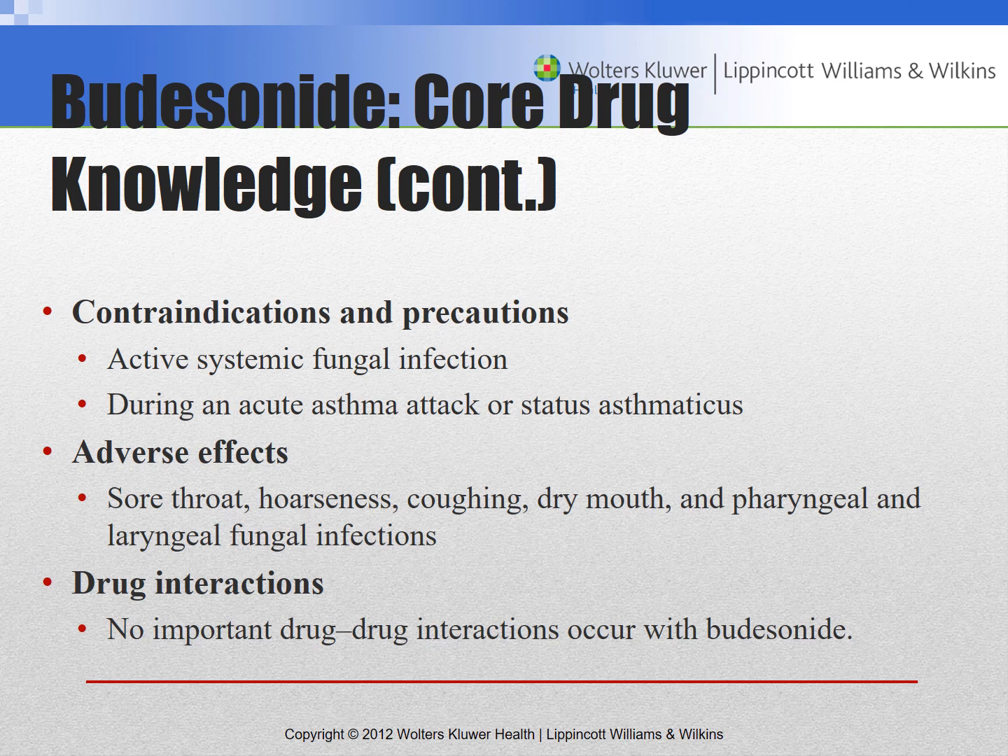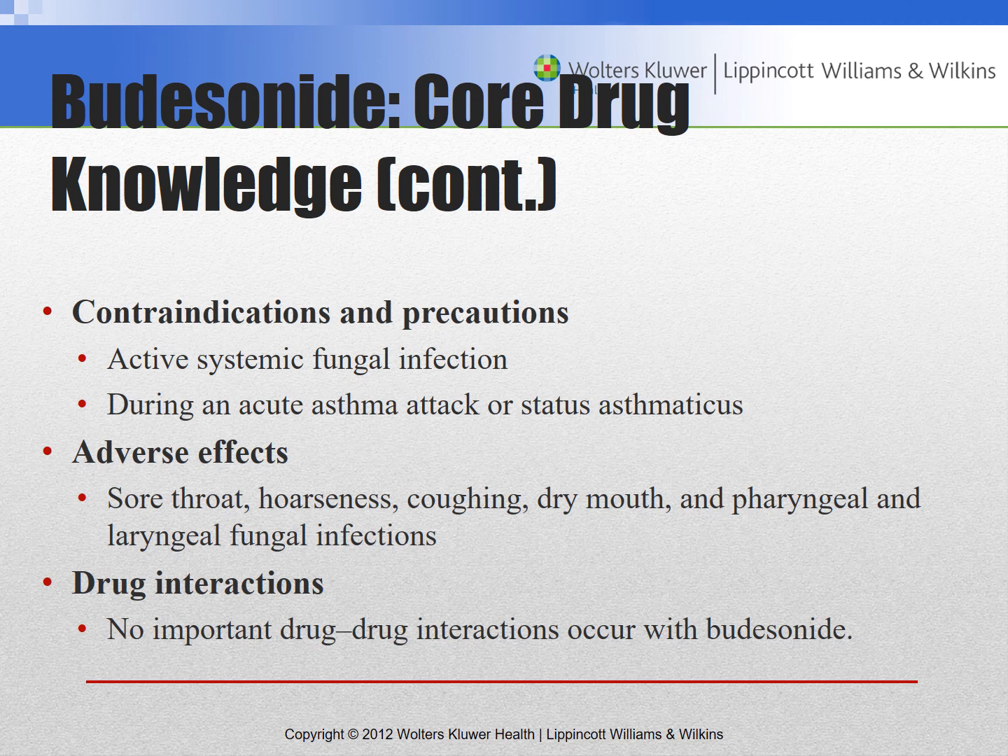Contraindications and precautions. Anyone with an active systemic fungal infection does not need to use the inhaled corticosteroids. During an acute asthma attack or status asthmaticus, again, do not use it then as well, because it can actually cause some increased problems.